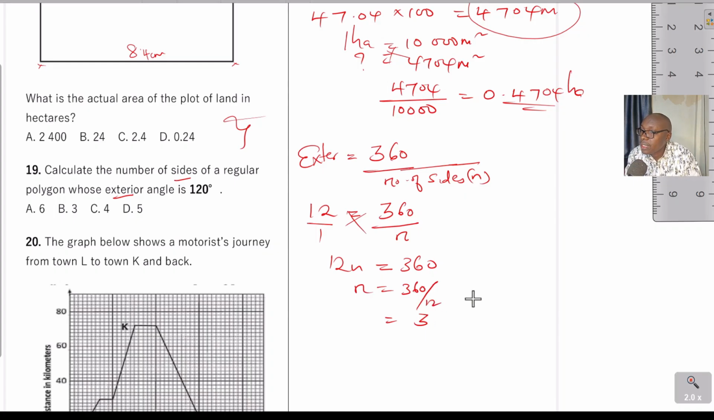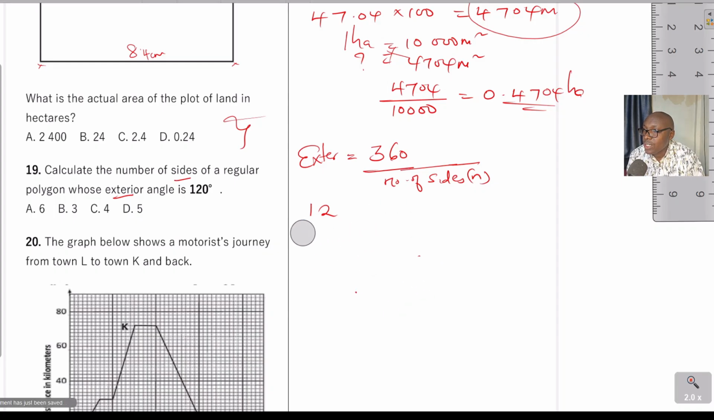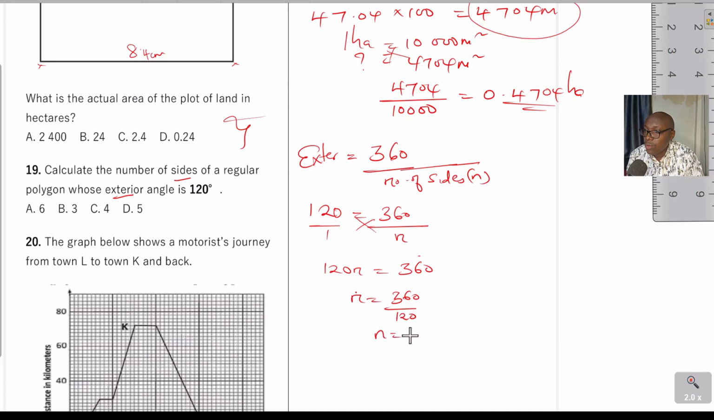I think there's something I missed here, I'm sorry. I wrote 12 instead of 120. So the exterior angle, sorry for that, 120 is equal to 360 divided by n. Just put that over 1 and then cross multiply, you get 120 multiplied by n, that is 120n, is equal to 360 multiplied by 1. So n will be given by 360 divided by 120, and n will be 3. So that is 3 sides.